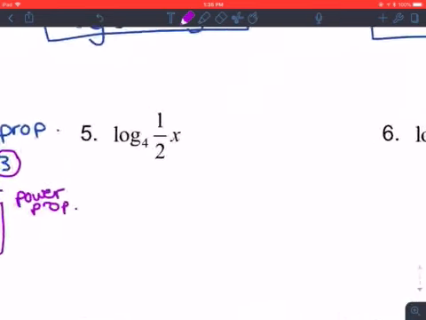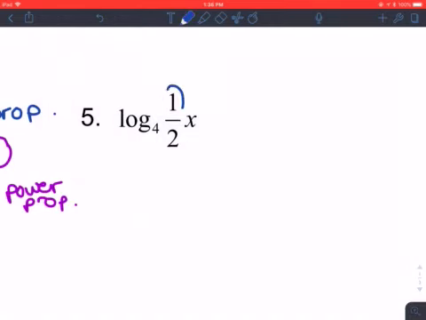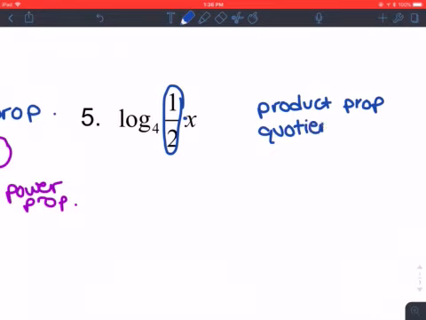Let's go ahead and take a look at number 5. Now here we actually have division and multiplication. So we're going to be using the product property and the quotient property. And think about if I were just to take 1/2 times x. Does it matter if I do 1 divided by 2 first, then multiply the x, or if I multiply first and then divide by 2? The order actually doesn't matter, so we don't have to worry about order here.